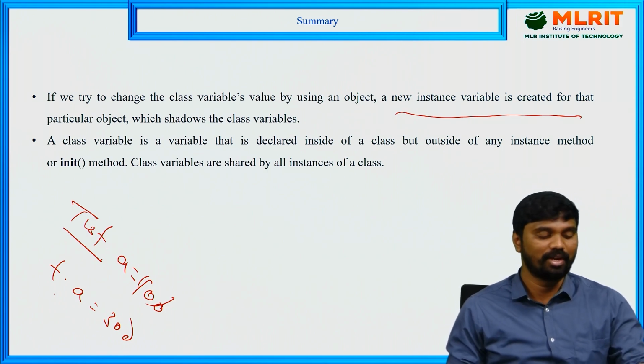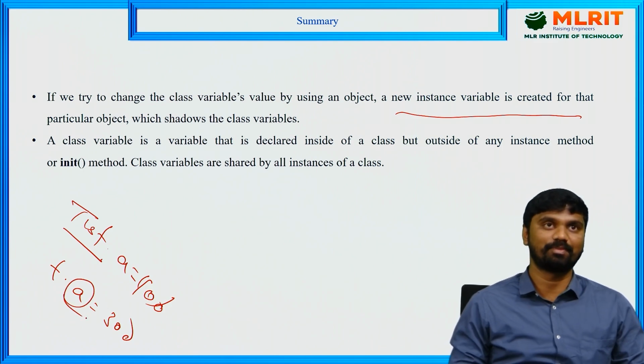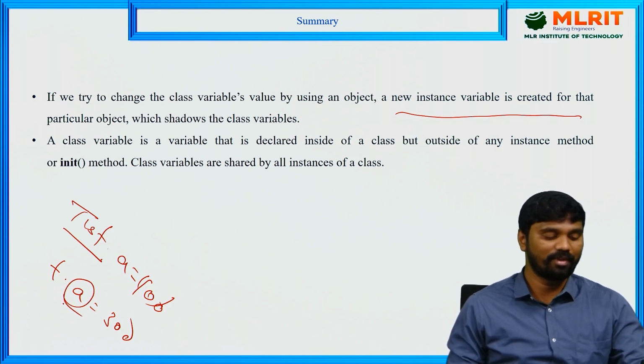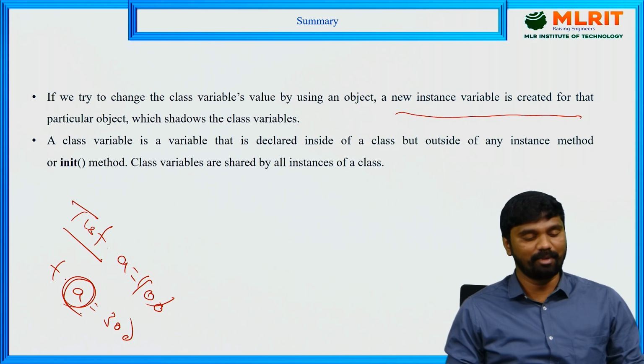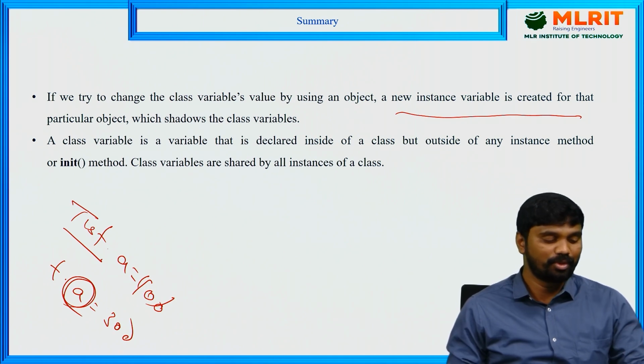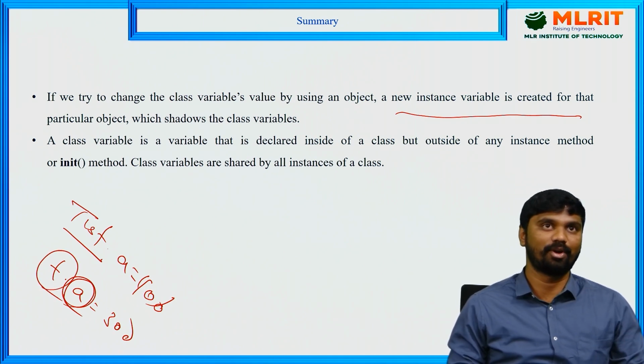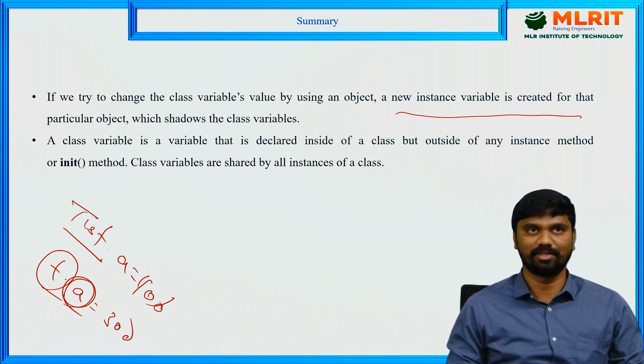That means now it will become an instance variable. It will become an instance variable for this object. Which object? The t object. So that is the important statement here.